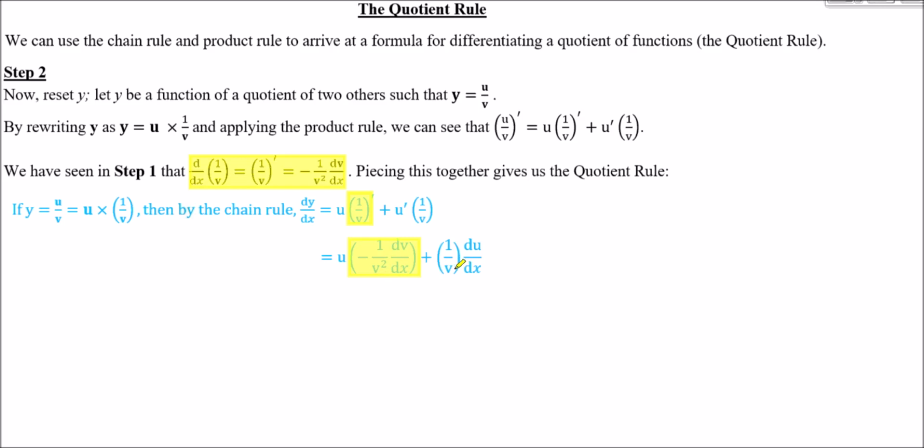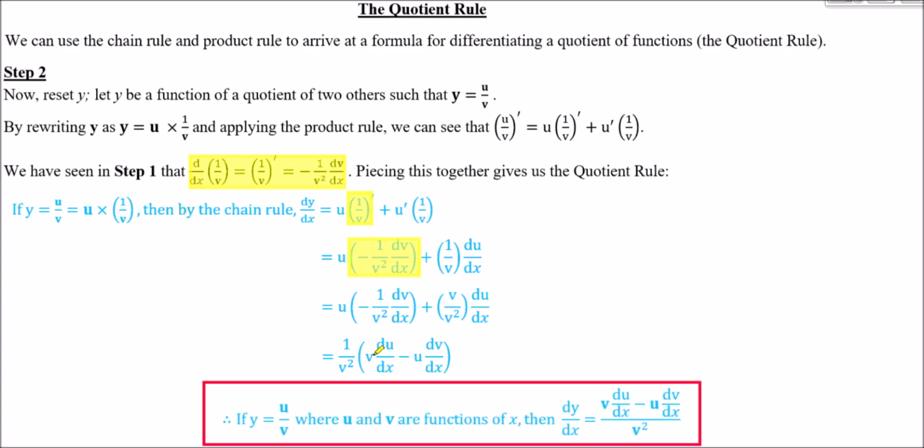This is just 1 over v. So my next step, I'm going to multiply the top and bottom of this expression by v. So 1 over v then becomes v over v squared, multiplying top and bottom by v to keep it equivalent. So we now arrive at this. We can now factorize out this 1 over v squared. So factorizing out 1 over v squared, this gives me v multiplied by du by dx minus u multiplied by dv by dx. So we've got it here.